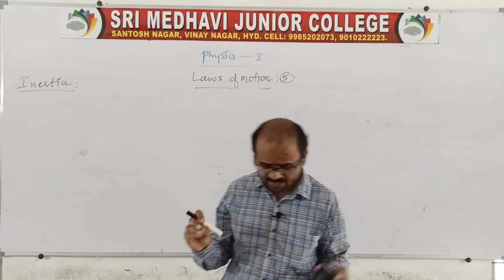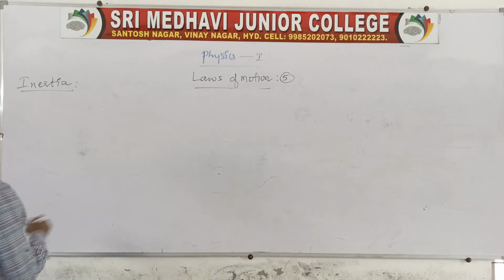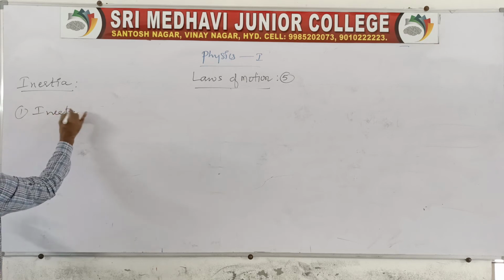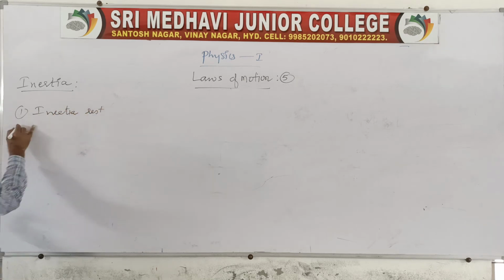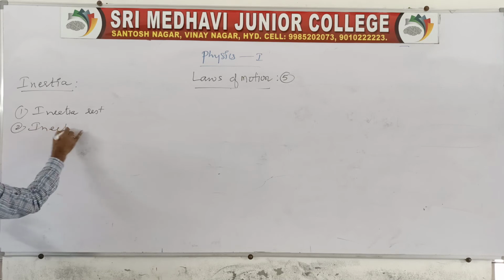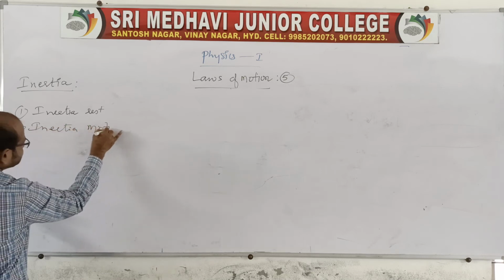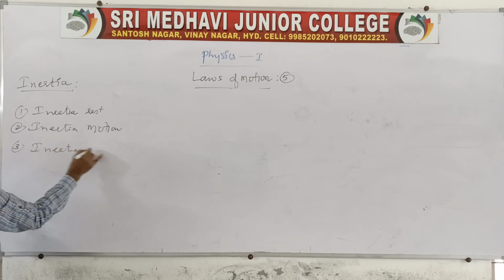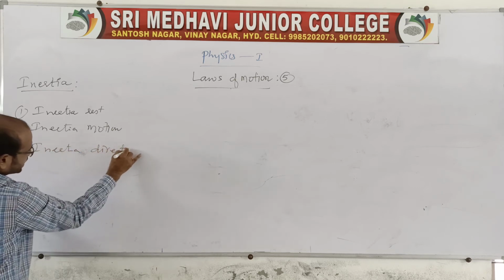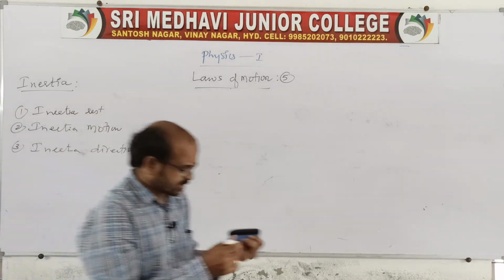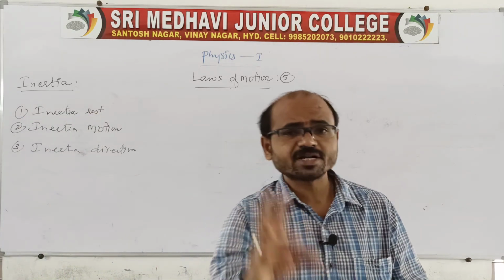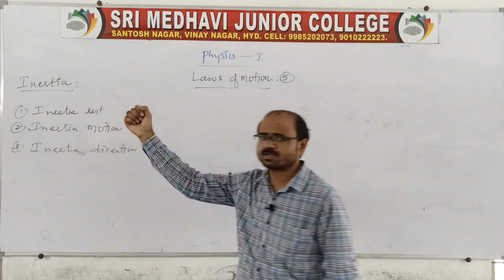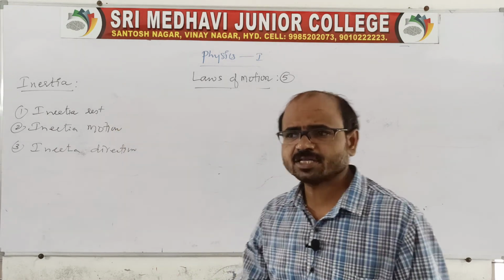There are actually three types of inertia. One we can say is inertia of rest, second is inertia of motion, and third is inertia of direction. Sir, what are these all? You remember, it is a tensor quantity, because a tensor is nothing but a quantity which has different magnitudes and different directions. That's what the inertias are like this: inertia of rest, inertia of direction, inertia of motion.